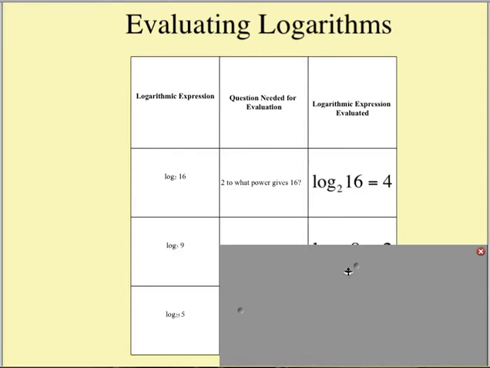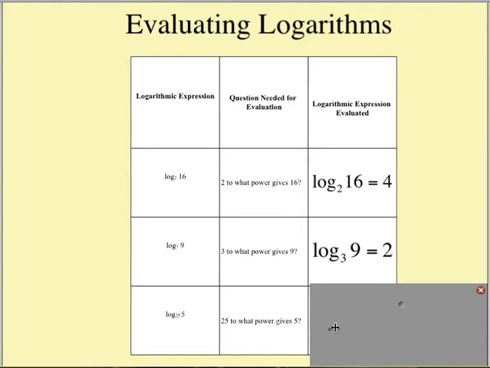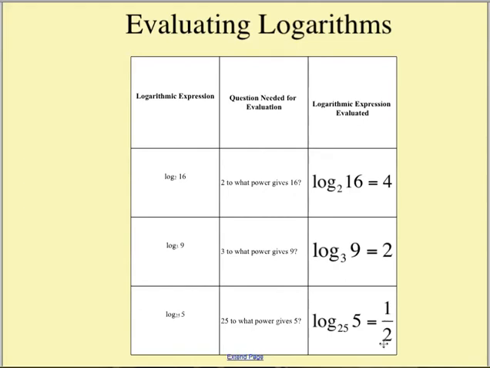Log base 3 of 9. The question that you need to ask yourself is, 3 to what power gives 9? So that answer is 2. And then the last one, log base 25 of 5. 25 to what power gives 5? Now be careful which way it's asking. Since the base is 25, we're asking 25 to what power gives you 5? Well, the square root of 25 is 5, and the square root is the same thing as the 1/2 power. So log base 25 of 5 equals 1/2.